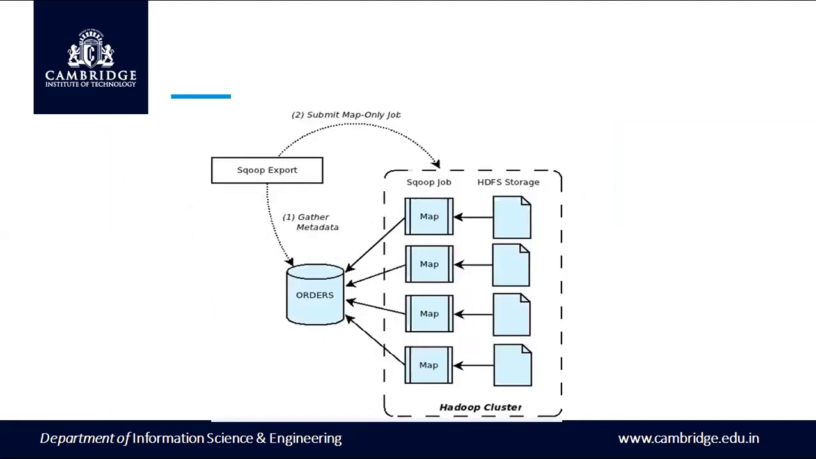The next diagram you can see here is the Sqoop export method. In a similar way, the metadata is gathered in the first step, and then in the second step, submit the map-only job and Sqoop job. The third step is to export the data set to the Hadoop distributed file storage, processed, and then back to the RDBMS.